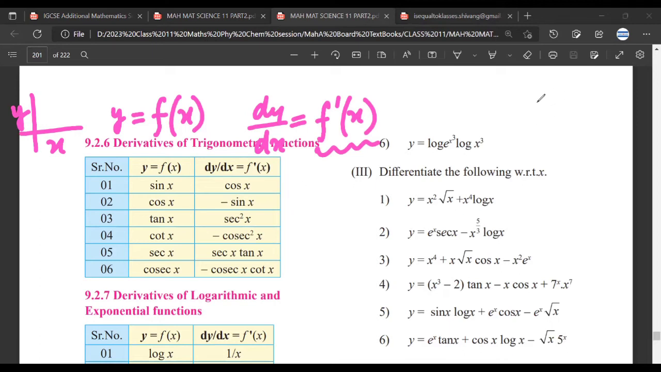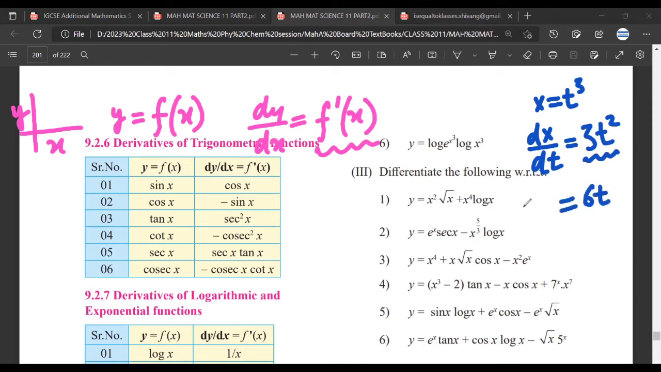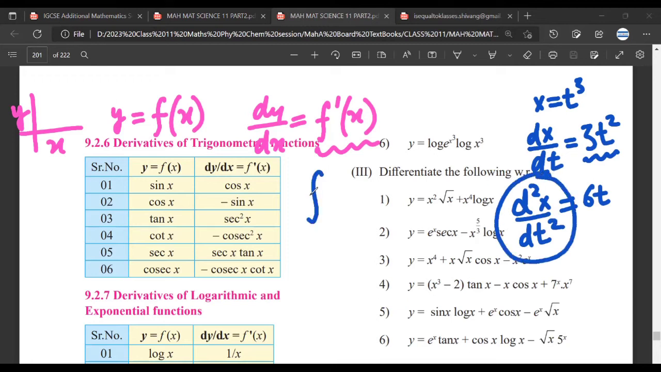Yeah. So for example, when we said that x is equal to t cube, and then we said that dx by dt is 3t square, I can take a differential of this function again. The differential of this function would be 6t, and in terms of terminology it is written as d square x by dt square. Is it making sense? Yeah. And this is also written like f double dash x. Is it making sense? Yeah.